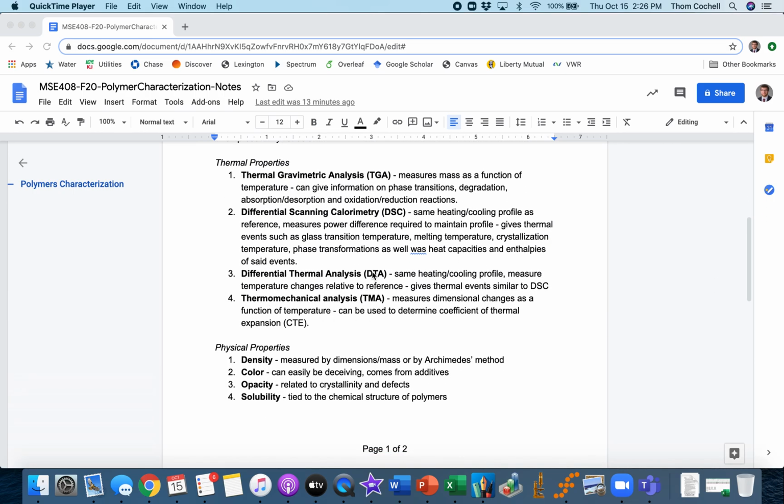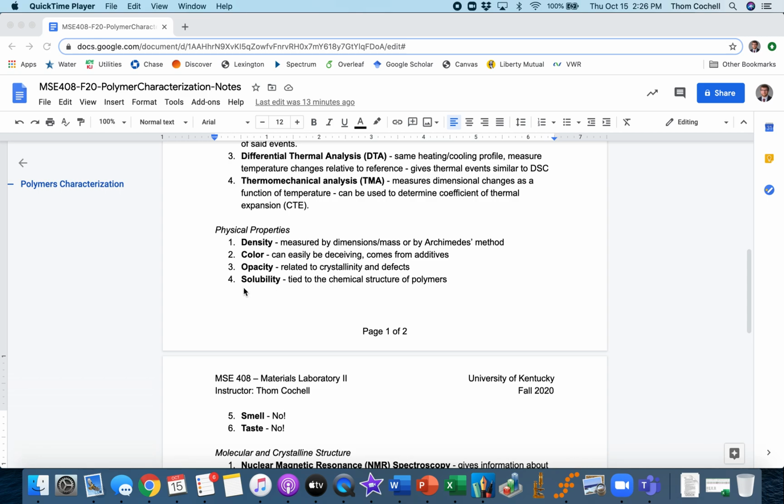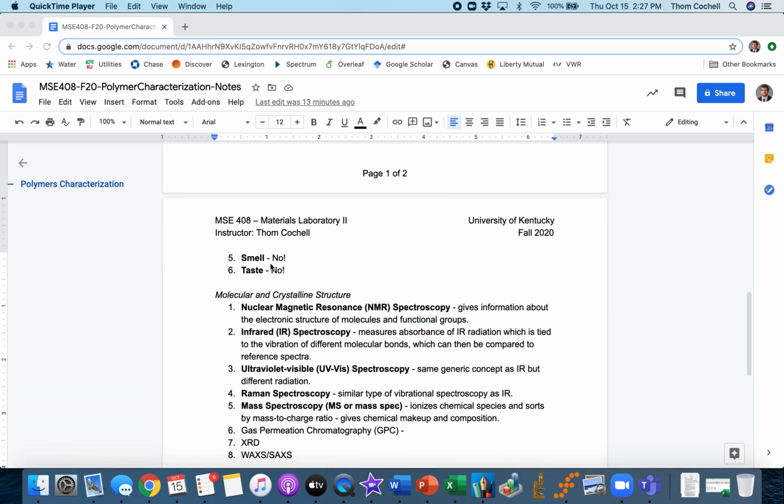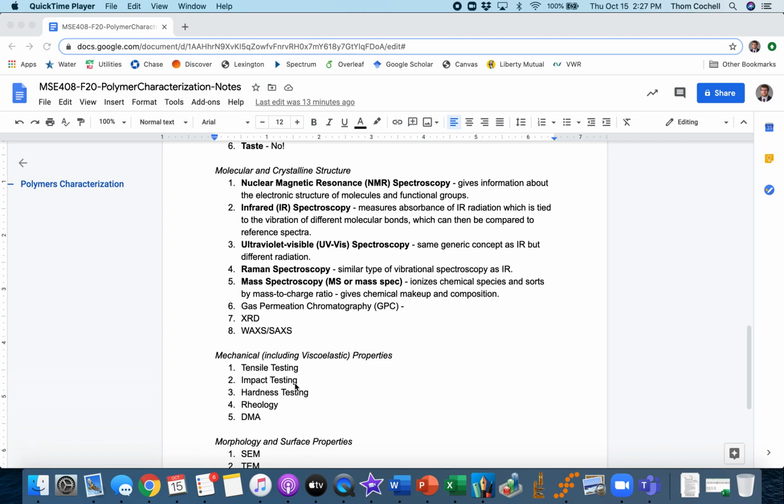The big one that we're adding to your sort of repertoire of techniques is going to be DSC. So we're doing DSC. We're also looking at the density. Solubility is an option for additional testing. You're looking at color, opacity, again, no smell and taste. Here in the molecular range, we're not doing as much, but we are doing X-ray diffractometry. We're able to do that very easily for us. Tensile testing, hardness testing is another additional test that you can do.